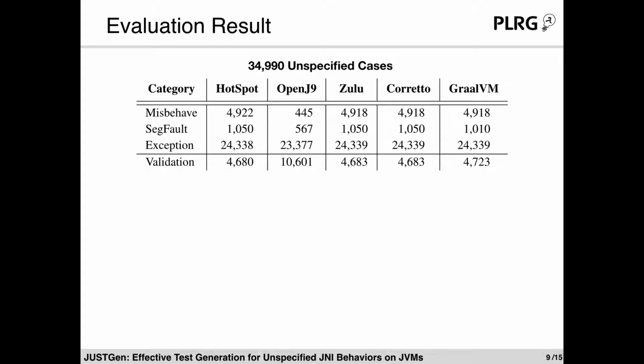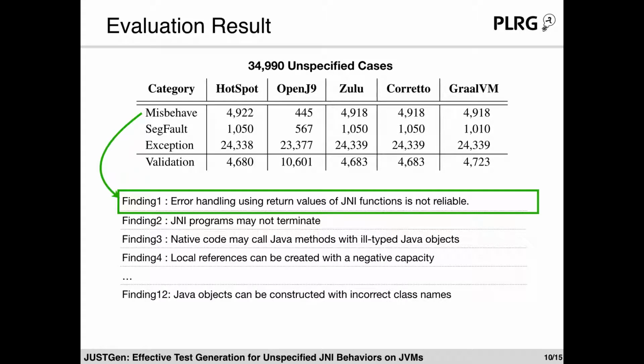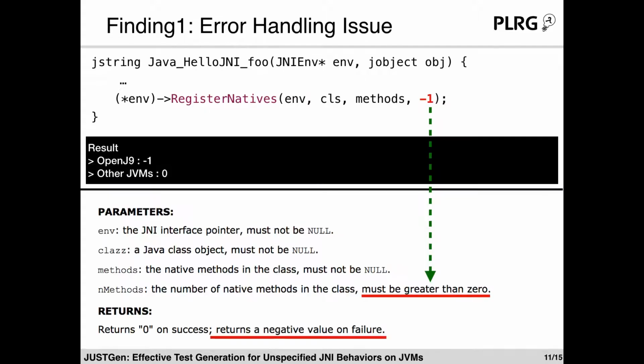And the final validation category represents that the JVM properly validates the test cases and terminates with an error or warning message. For the misbehave category, we found 12 abnormal behaviors from JVMs. Among them, I will explain one finding due to time limitations. Please see our paper for other findings as well. So our first finding in the misbehave category is error handling issues.